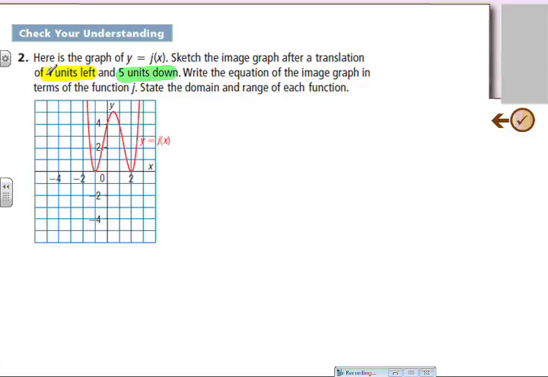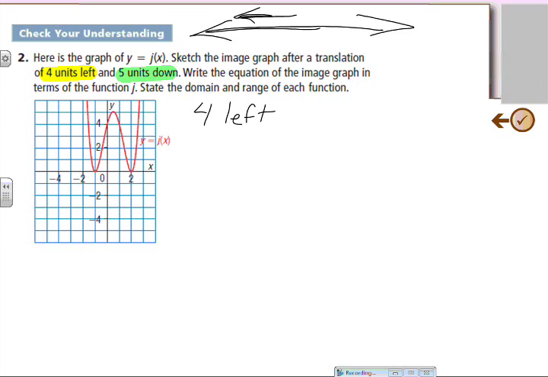First thing you want to decide, this is a translation. Is it going vertical or horizontal? Left is on the horizontal axis. So this is horizontal. Identify that. Now we say the x is going to change. X, because it's horizontal.